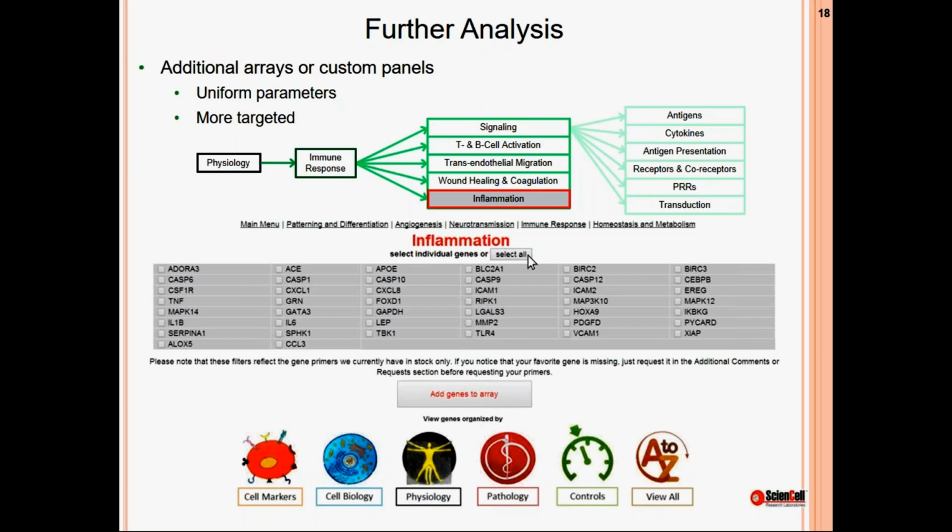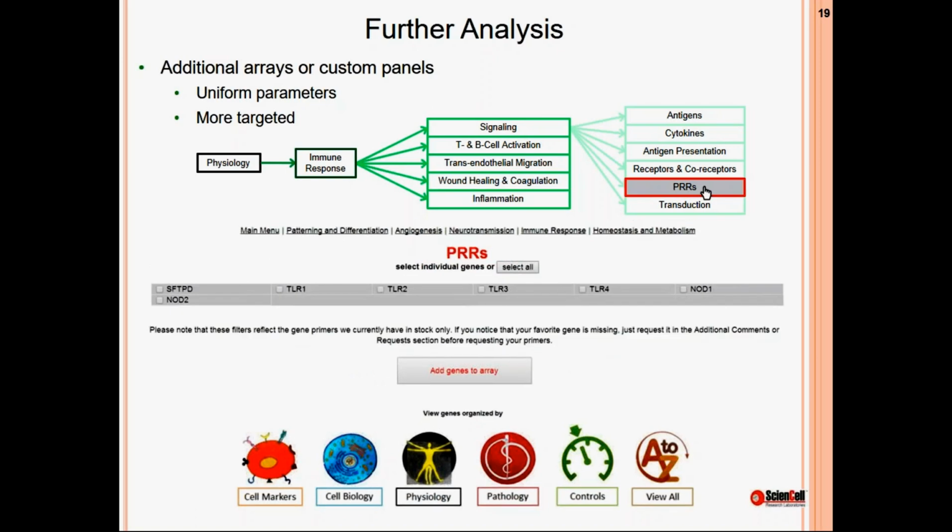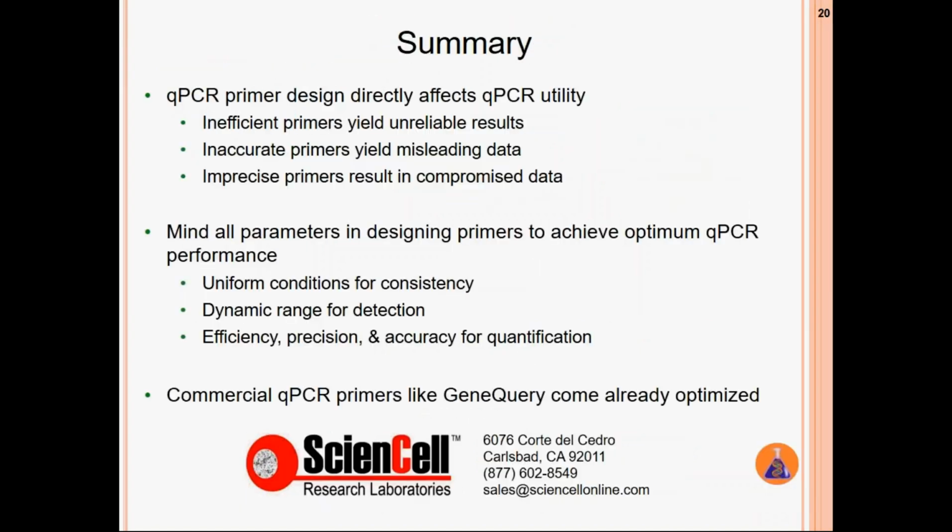Maybe while browsing our database, you'll decide that you're interested in how PRRs respond to VEGF2, and you can end up designing your own full array. Either way, you can order as few or as many of our optimized gene primers as you'd like. And if you're looking for a particular gene but can't find it, you can contact one of our GeneQuery scientists who will work with you to get you what you need.